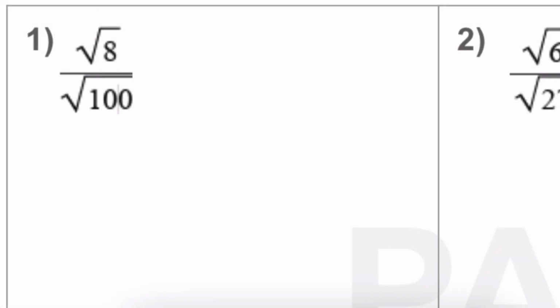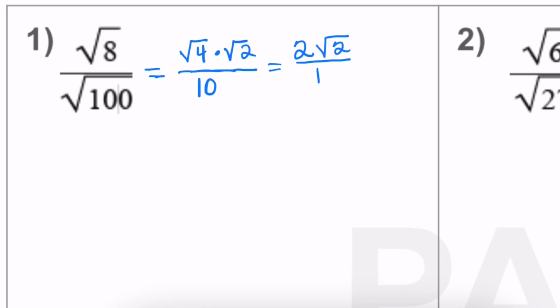For question number 1, you have the square root of 8 divided by the square root of 100. So you would want to first look to see if either one of the radicals is a perfect square. In this case, 100 is. So the square root of 100 is 10. The square root of 8 is not a perfect square, but it does contain a perfect square as one of its factors. So the square root of 4 times the square root of 2 does equal the square root of 8, but the square root of 4 is a radical, so you would change that to 2, because the square root of 4 is 2, times the square root of 2 over 10.